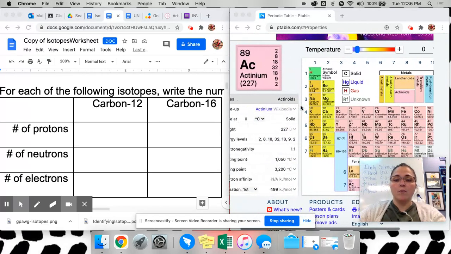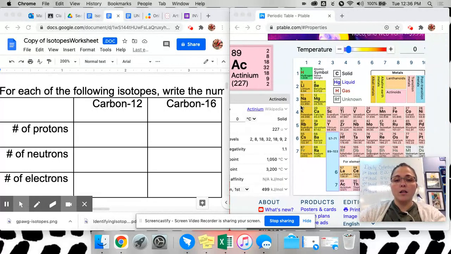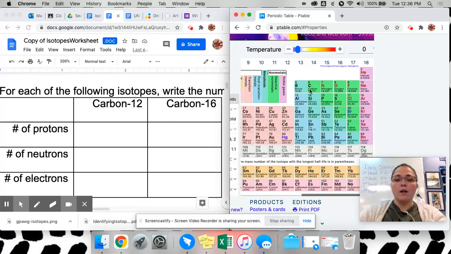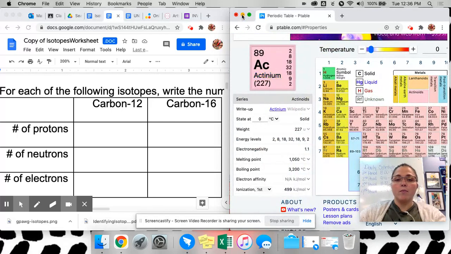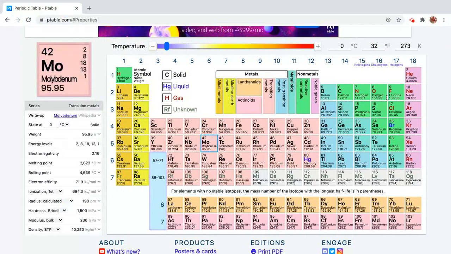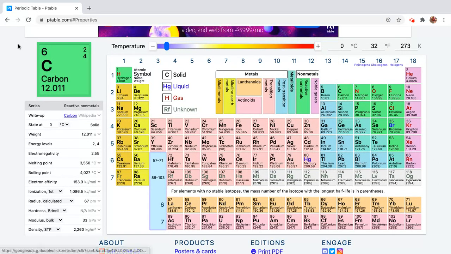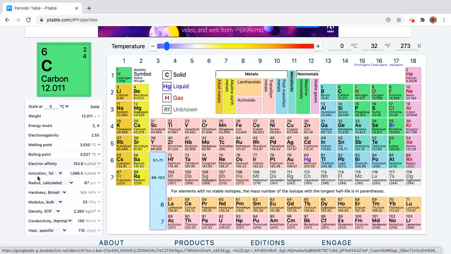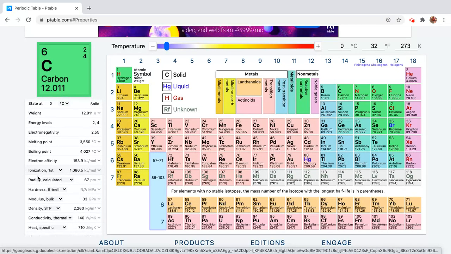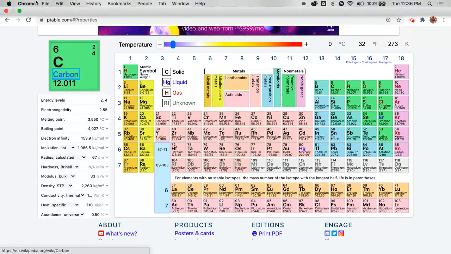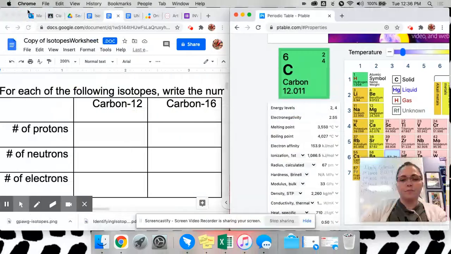It's the one that I'm going to be using and showing you right now. Whenever you hover over or click on an element on this periodic table on the right side of my screen, it pulls it up in the box. Let me make this full screen. If I hover over an element, it will pull it up on the left side and tell me lots of different things about that particular element, like the name, its state of matter, its weight, energy levels, just a bunch of stuff that we don't necessarily need for this activity, but just to be aware of it.